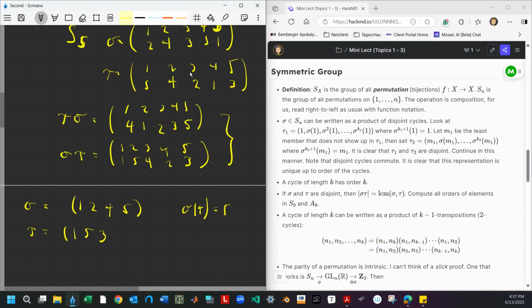Where does 3 go? 3 goes to 2. Okay, where does 2 go? 2 goes to 4. Where does 4 go? 4 goes to 1, right? So this actually involves all of these numbers in there. So it's like that.